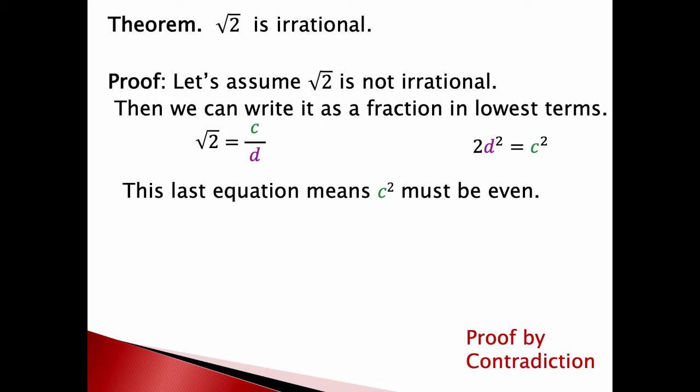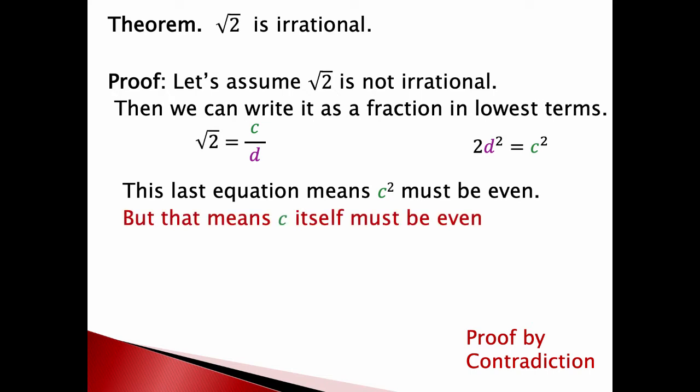By the way, c and d both have to be positive. Of course, we can assume that because the square root of 2 is positive. It's a length. We know that. So this last equation says c squared must be even, or at least I could factor a 2 out. Another way of saying that. That means c has to be even.